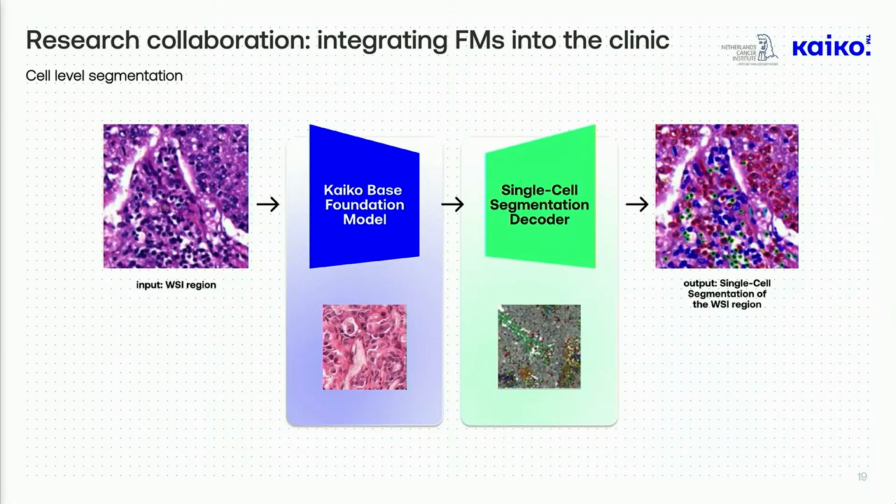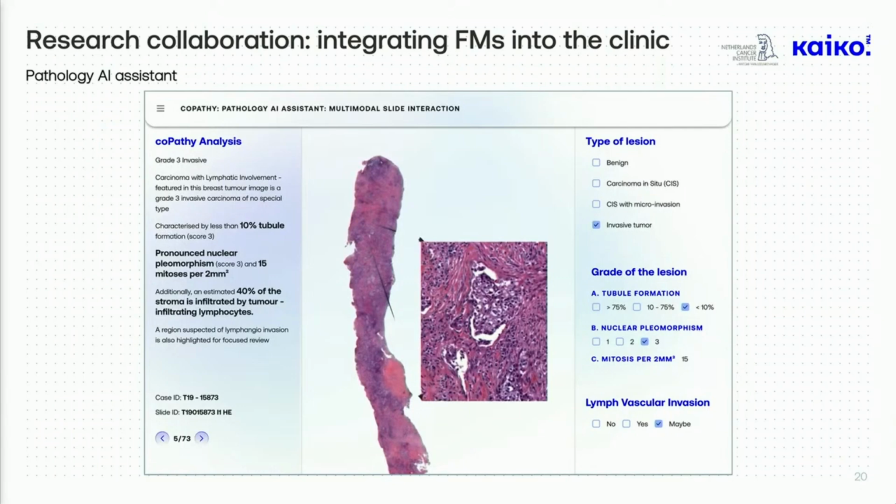So we're also starting now with 2 projects where we already bring this into the clinic. The first one is about cell segmentation. So you put in an image and then the model will segment the different cells for you, and then color them to do a classification. And the second one, copathy, is a pathology assistant based on AI, where the pathologist can talk with the AI model, and this can also produce structured reports.